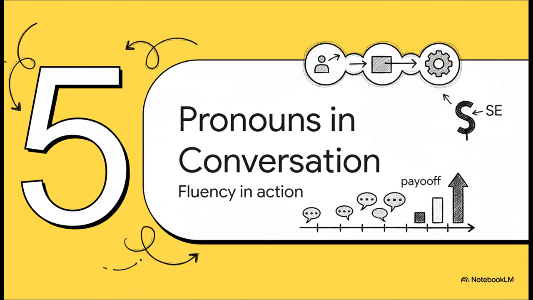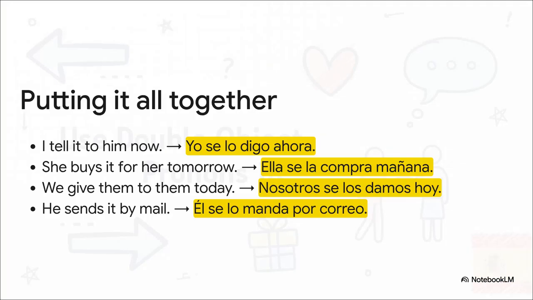Let's see this thing out in the wild. You're about to see how this structure is used constantly in everyday, natural Spanish. This is where the payoff really happens. Just look at these. I tell it to him becomes se lo digo. Bam. She buys it for her. Se la compra. We give them to them. Se los damos. You see the pattern? It's the same simple formula every single time. This is the key to sounding so much more concise and fluent.